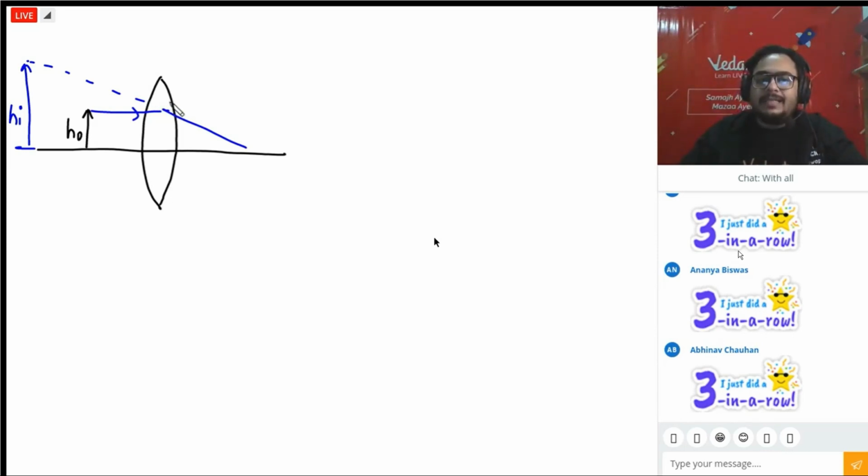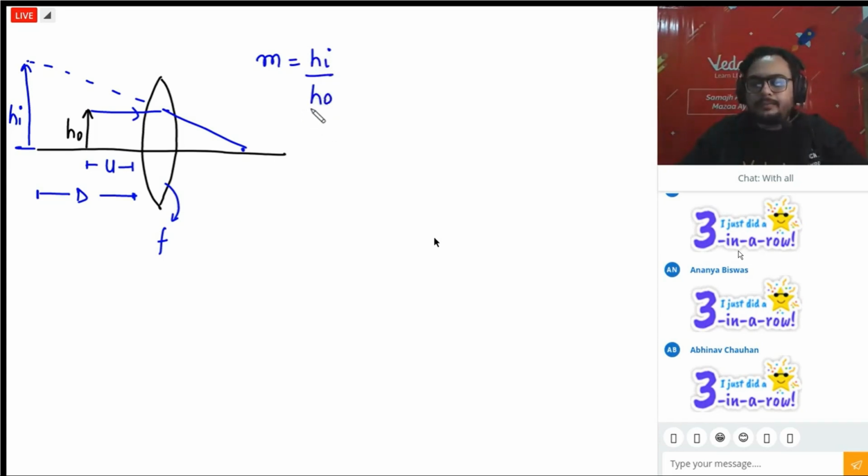That is it. So let me say object is at a distance u, and image location is also given to you, and focal length is also given to you. They just want the magnification. So magnification is height of image by height of object. Yes or no? Here is the eye.